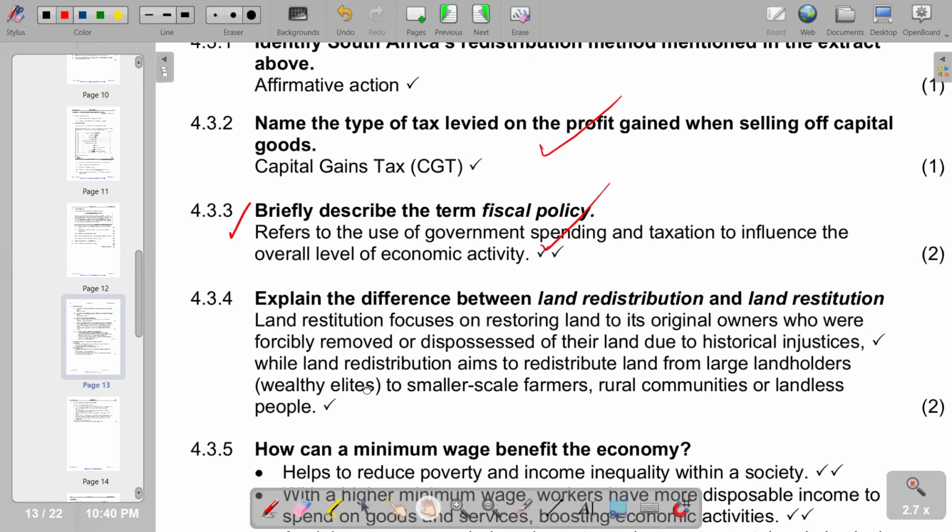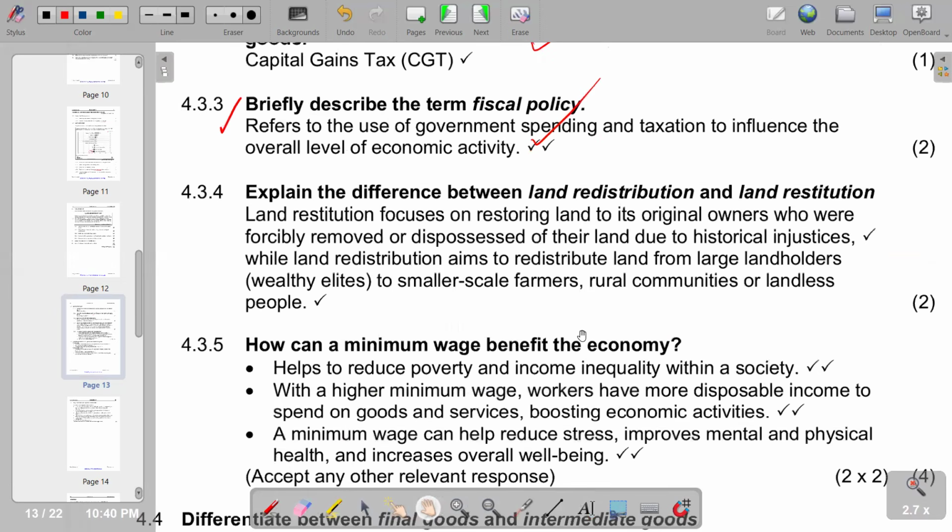Then 4.3.5, how can a minimum wage benefit the economy? We know that a minimum wage is a wage that is set above the equilibrium wage rate. It helps to reduce poverty and income inequality within a society. Basically, we are increasing the wage rate when we have a minimum wage, so it's obviously going to reduce poverty and income inequality. With a higher minimum wage, workers have more disposable income to spend on goods and services, boosting economic activities. So that's what we have on minimum wage.